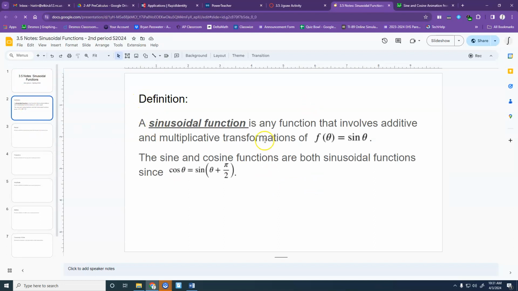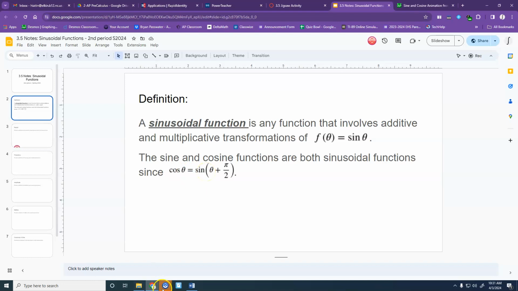And then I did go ahead and do this definition for us. A sinusoidal function is any function that involves additive or multiplicative transformations of f of theta equals sine theta. So it is any transformation of the graph of sine. Notice cosine is still a sinusoidal function, because cosine is really just the sine function that's been shifted over, right?